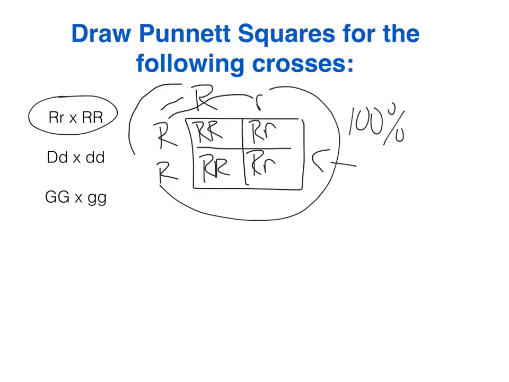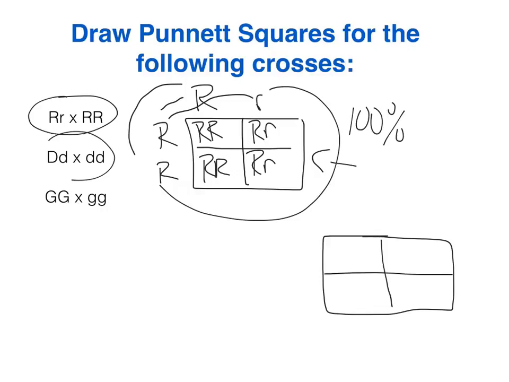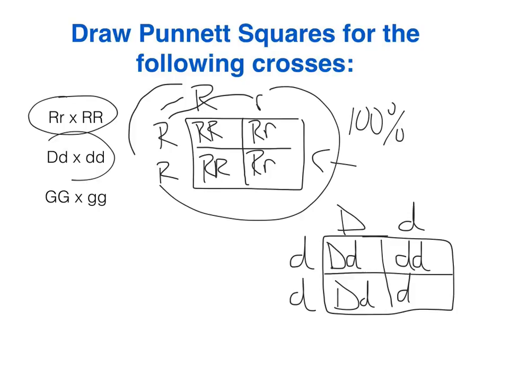So let's try one more. I'll try to avoid all of the crazy lines. Okay, so let's do this one here. So we have capital D and lowercase d, and then lowercase d and lowercase d. Okay. And so in this first box, we would put capital D, lowercase d. Always put the capital first, and we'll go over that tomorrow. In this box, we would have lowercase d, lowercase d. In this box, we would have capital D, lowercase d, and in this box, we would have lowercase d, lowercase d.